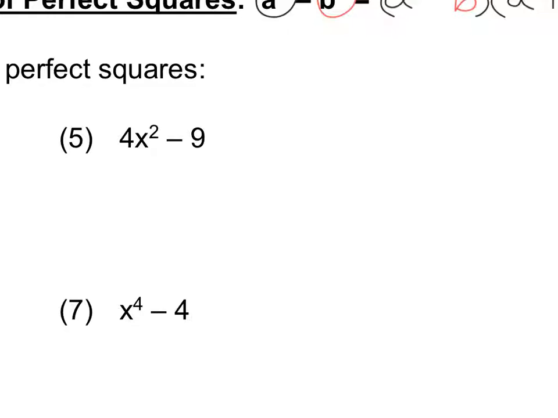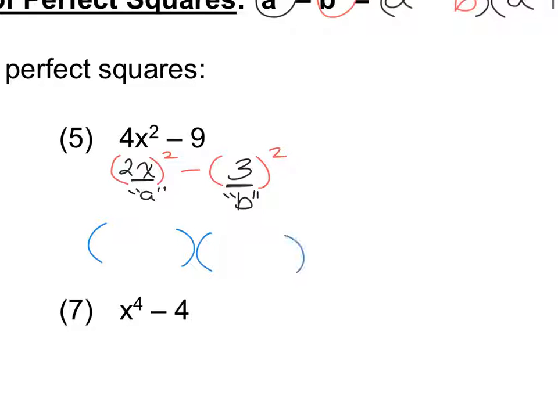All right. So we're writing each part as a power of 2. 4x squared would become what? 2x. All right, 9 would become what? 3. All right, so we have our a and our b. All right, so we know it's in the form of a minus b, a plus b. So 2x minus 3, 2x plus 3.